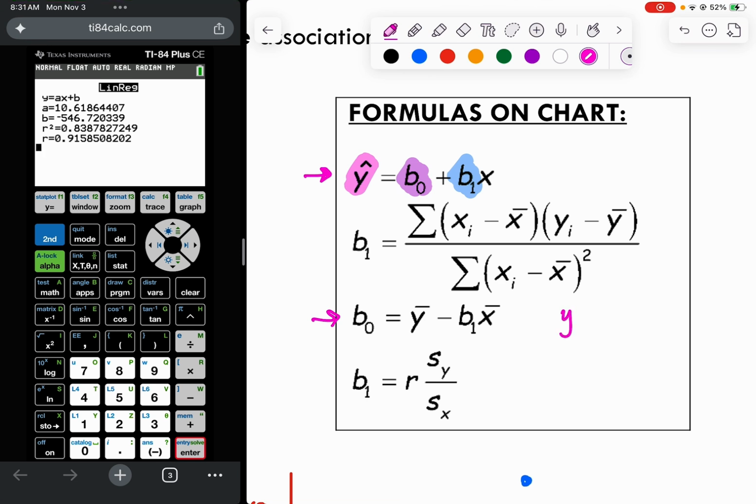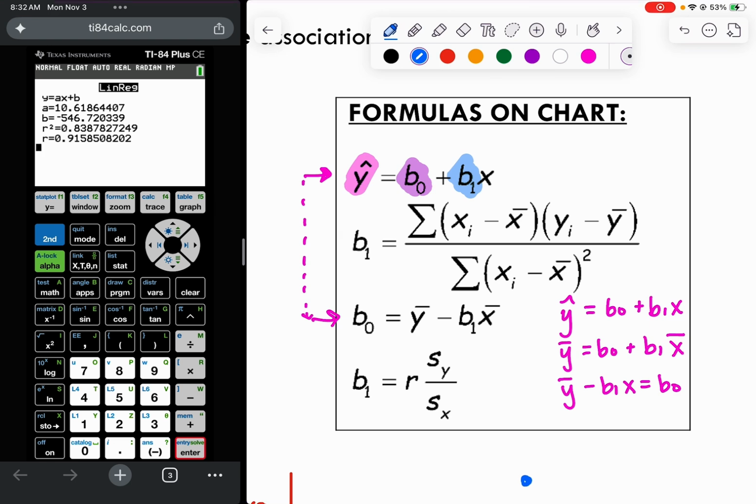Really, if I were to take y hat equals b sub 0 plus b sub 1 x and just replace that with y bar equals b sub 0 plus b sub 1 x bar, and if I were to just solve for b sub 0, y bar minus b sub 1 x bar is b sub 0. That is this formula. So these two formulas are exactly the same thing, just with this added concept that the line does pass through the average of the x's and the average of the y's.